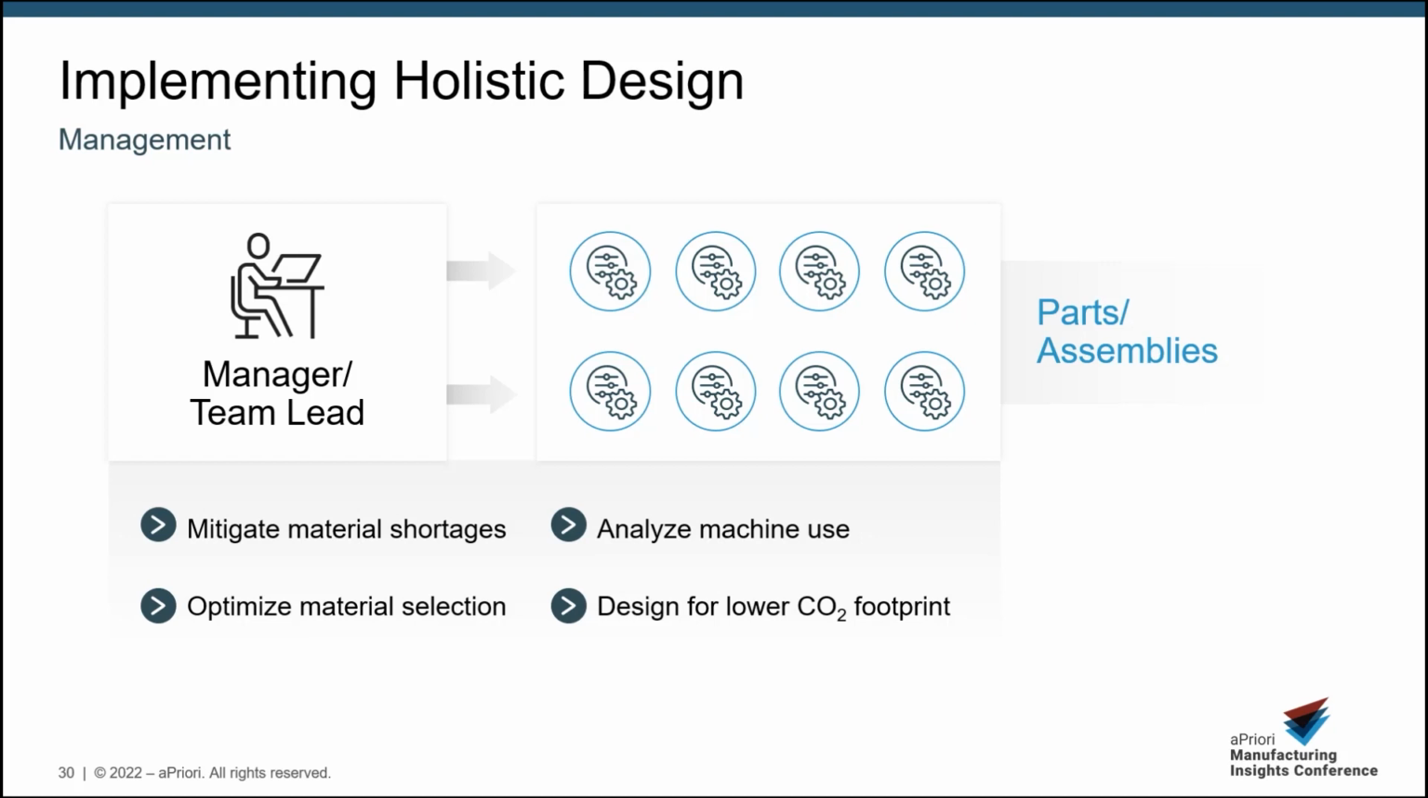By collaborating with sourcing and suppliers, they can mitigate material shortages by designing for the materials that they have good availability for. They can optimize material selection based on stock thicknesses or other parameters. They can analyze machine use and start to get an idea of what make versus buy will look like. And by thinking of the manufacturing process as well as the design, they can even try to optimize for a lower CO2 footprint.